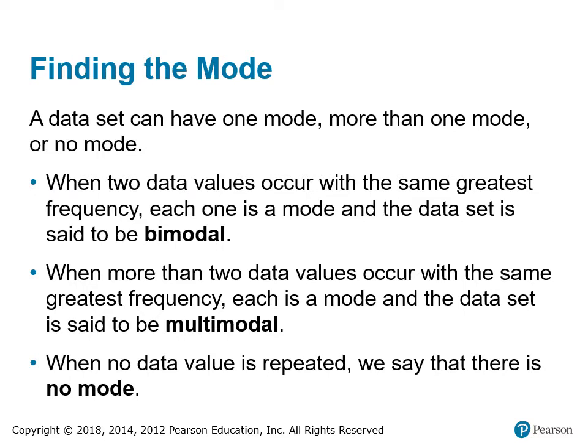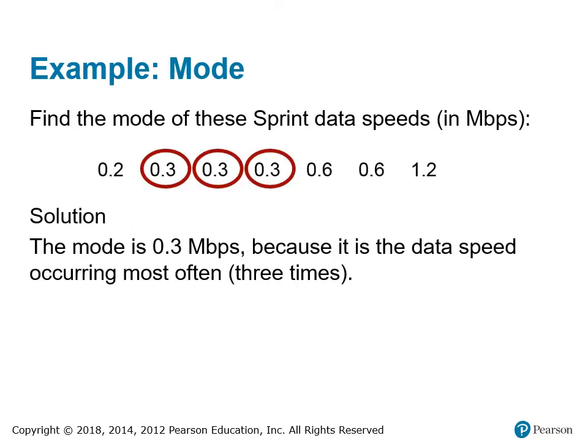When finding the mode, it's as simple as just counting up your data values and finding which one occurs most. If you have two data values that occur more than anything else, we call that bimodal. If we have more than two that occur more than anything else, it's multimodal. And if you have no data value that's repeated at all, then we have no mode, okay? So this is a scenario that goes on here.